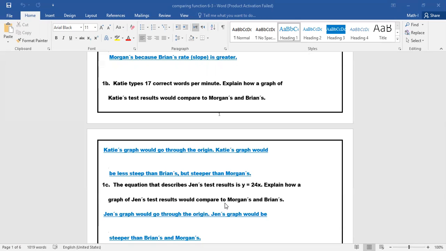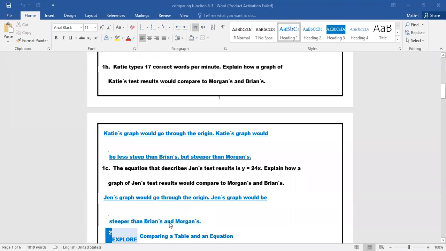And now we have another person, Jane, with 24x. How can we compare the data now? Will she be bigger than both, smaller, or between? Bigger than both. Yes, and she should be passing through the origin, right? So Jane's graph would go through the origin and would be steeper than Brian's and Morgan's. So this is how we can compare the functions.